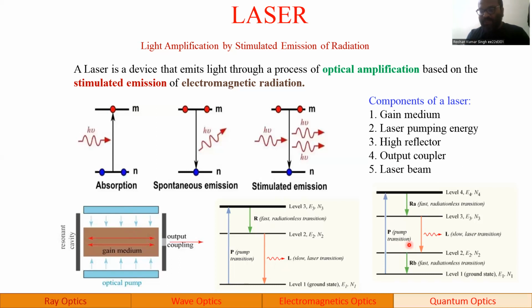In four-stage pumping, when we pump the energy into the higher energy level, it relaxes to an intermediate state, and this intermediate state radiates the laser and comes to another intermediate state, and after that it quickly comes to the ground state. There are three stages, that's why we call it three-stage pumping, and there are four steps, that's why we call it four-stage pumping.